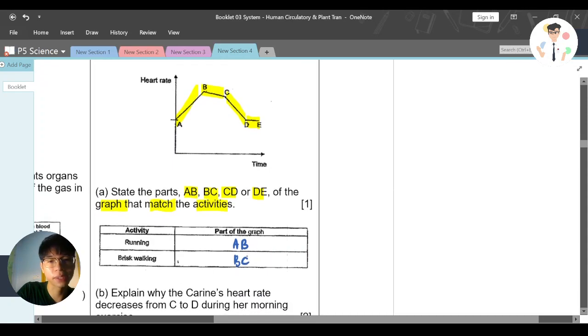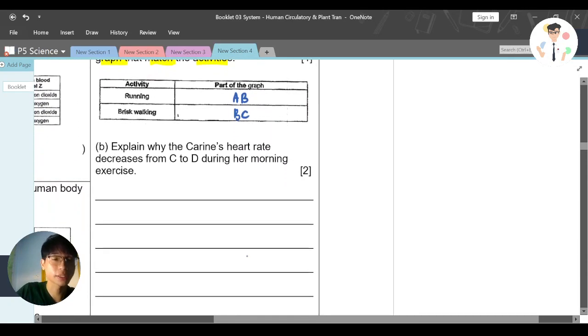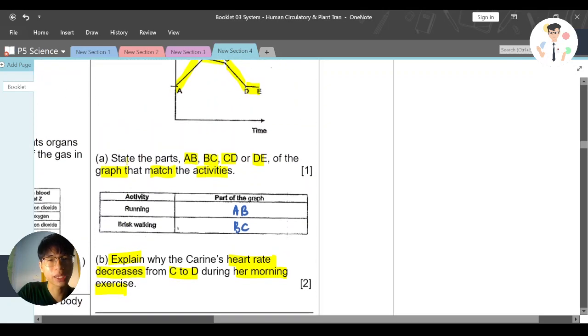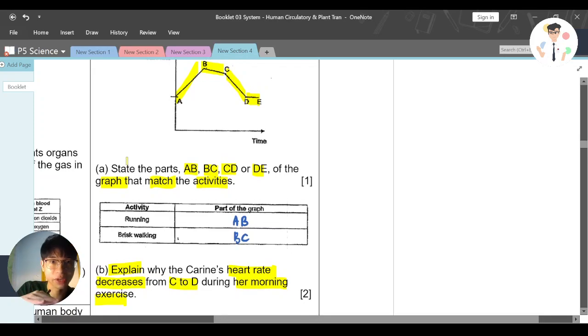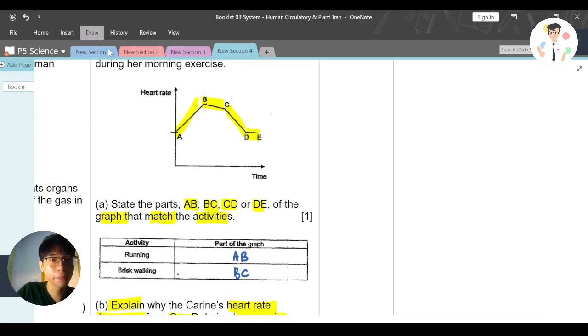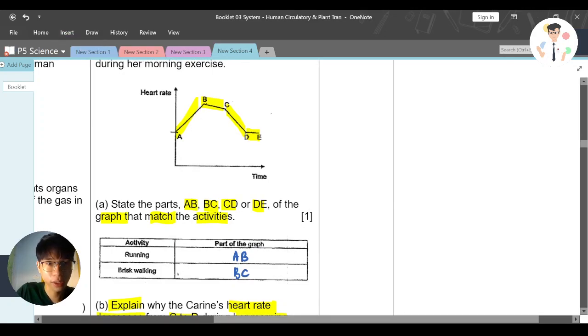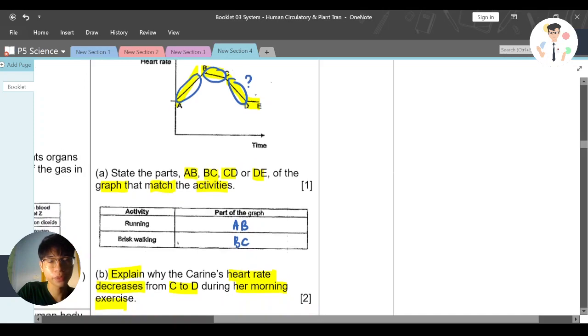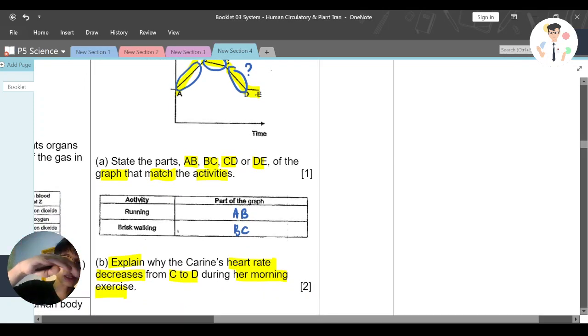Now let's look at part B here. B asks: explain why Karin's heart rate decreases from C to D during her morning exercise. Let me highlight this word, decreases. When I say decreases, I'm comparing to something, right? So, heart rate from C to D. Here I know that this is running, this is brisk walking, and here, why is it decreasing? I think it's very obvious. Running, brisk walking, then at this point of time, you are cooling down, slowing down.